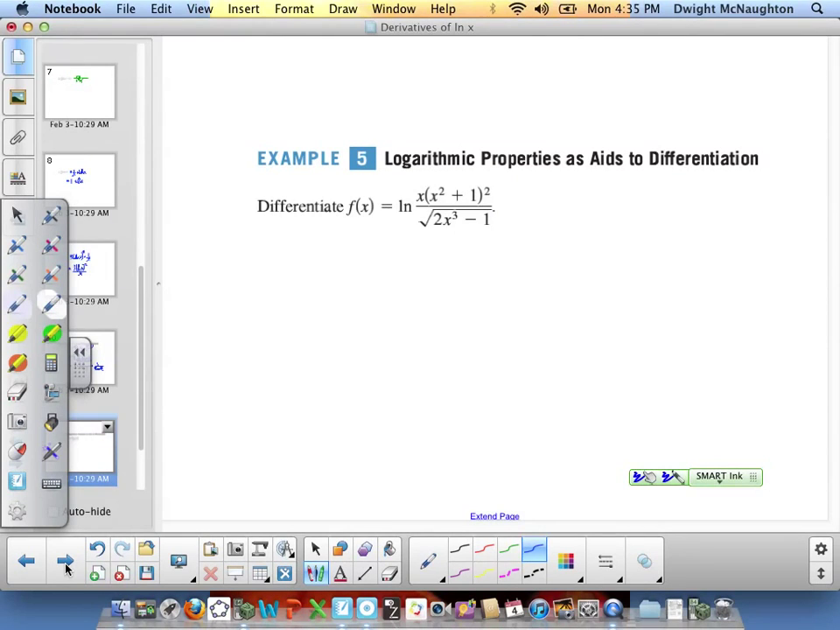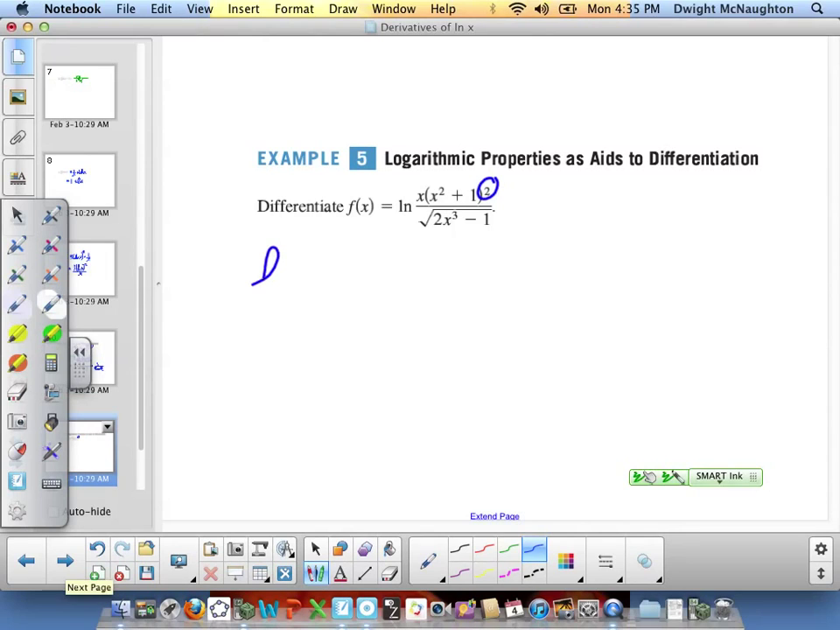Now, this is where it gets really exciting. The natural log of x times x squared plus 1 squared over the square root of 2x cubed minus 1. Right? First off, expand it as far as you can get it. Notice we've got 2 products up top in the numerator and 1 term in the denominator. Anything in the denominator will get subtracted. Anything in the numerator, any products, will get added. And our powers become multiples of the log.